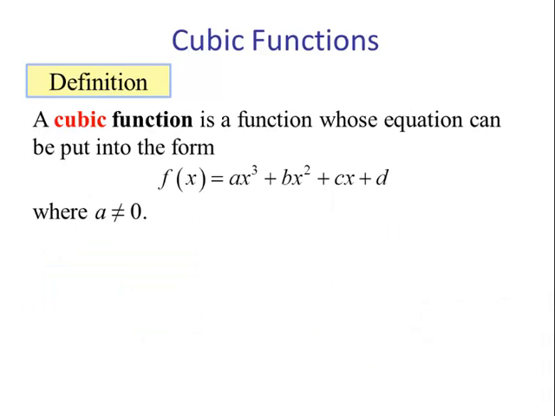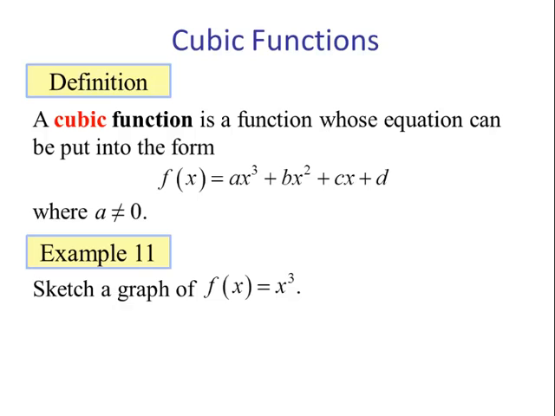Cubic functions. Definition. A cubic function is a function whose equation can be put in the form f of x equals ax cubed plus bx squared plus cx plus d, where a is not equal to 0. A, b, c, and d are all coefficients. Example 11. Sketch the graph of f of x equals x cubed.